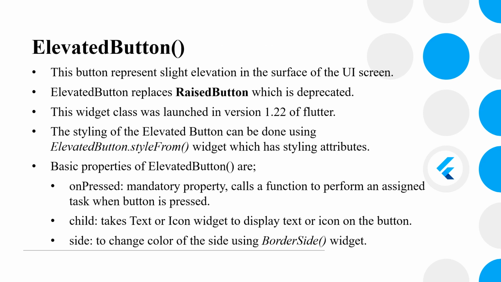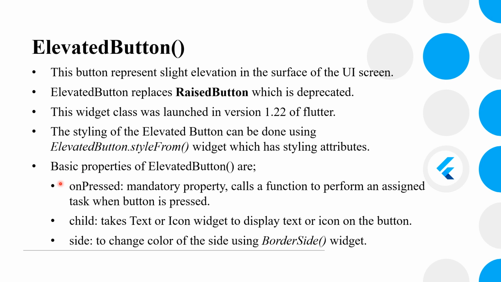Now the first button, elevated button. This button represents a slight elevation in the surface of the UI screen. Elevated button replaces raised button, which is now deprecated. This elevated button widget class was launched in version 1.22 of Flutter. The styling of elevated button can be done using ElevatedButton.styleFrom, which has styling attributes.